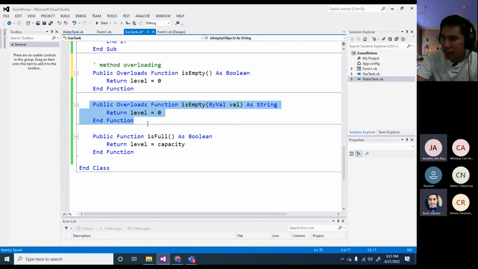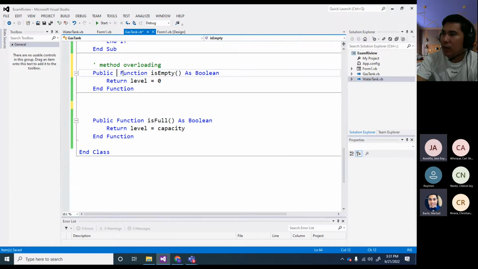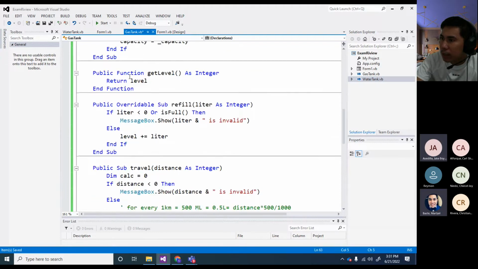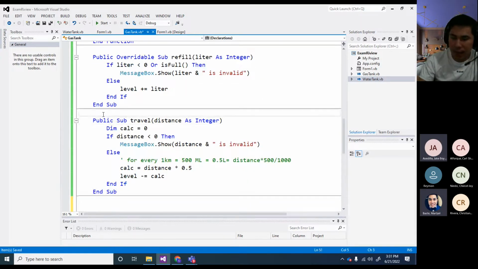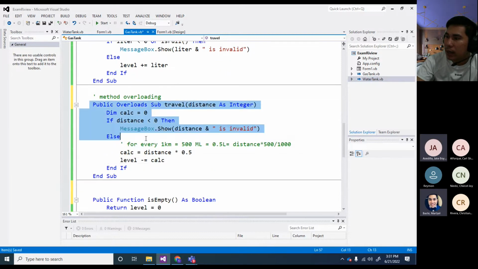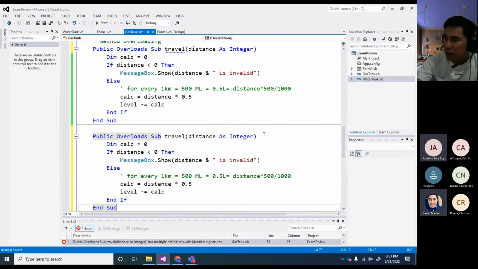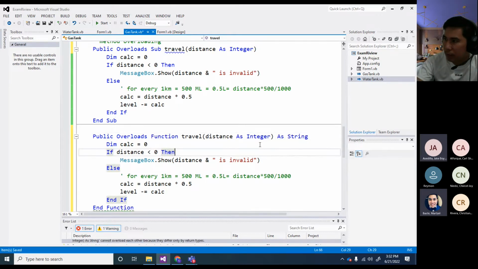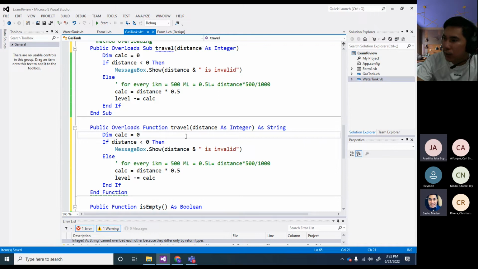SMT, this is not for here. I'll just do the overload here, let's say there is a travel. So let's say I have here Overloads, and then a Sub, and then I'll create here as string.